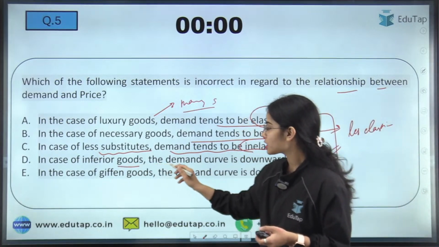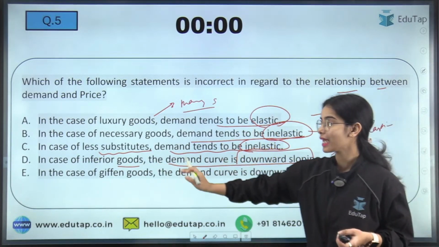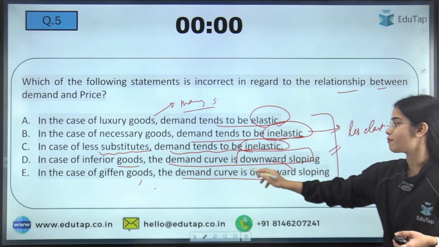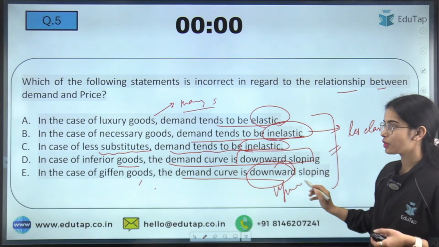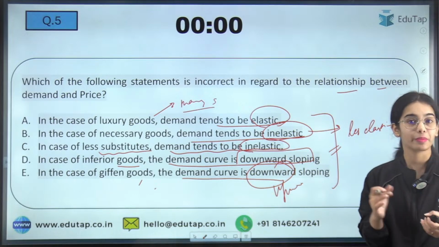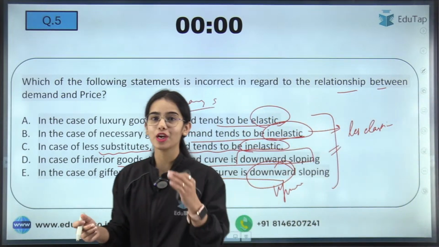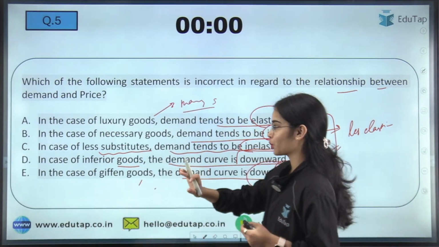In case of inferior goods, the demand curve is downward sloping. In case of Giffen goods, the demand curve is upward sloping, because Giffen goods break the law of demand. So here the answer is E. All of you have given the answer E. That is so good to see.